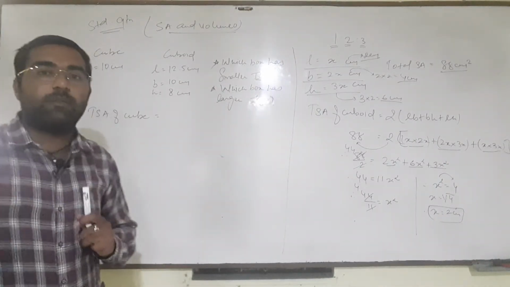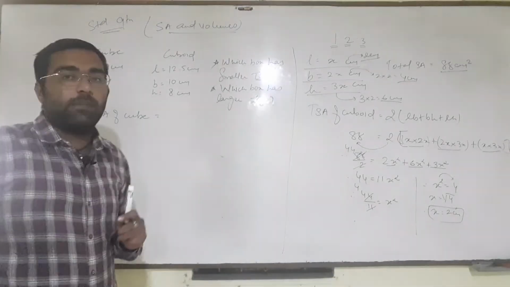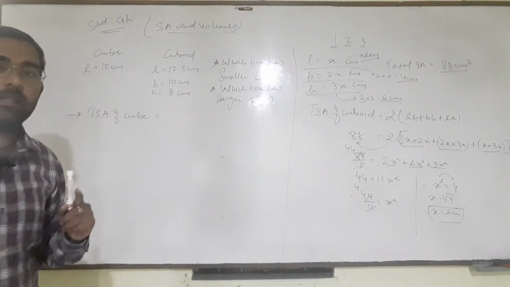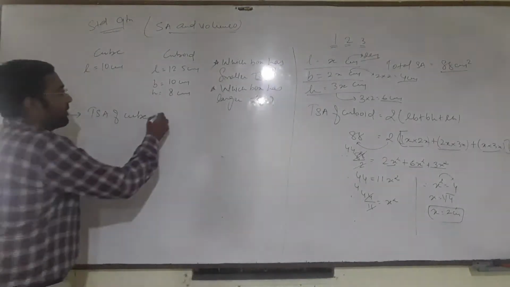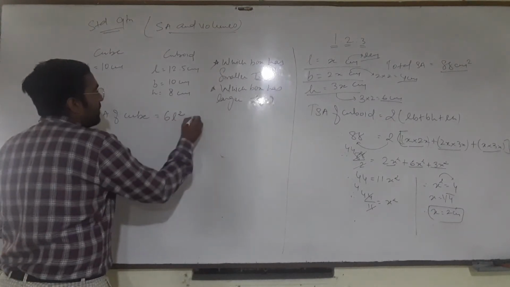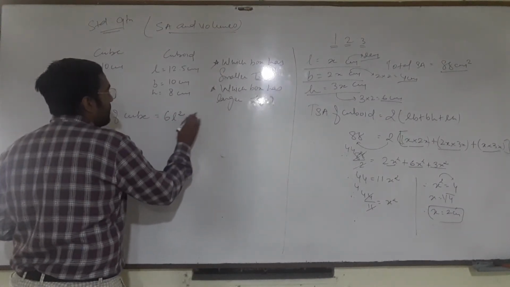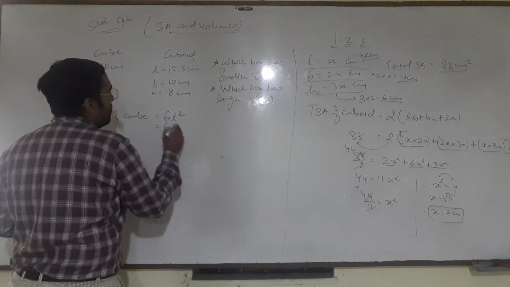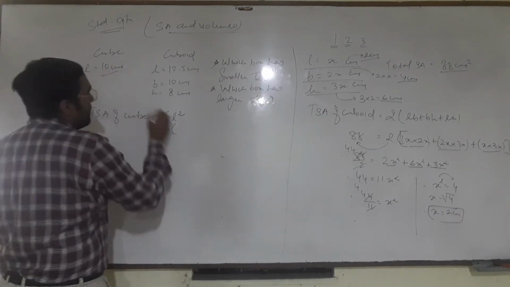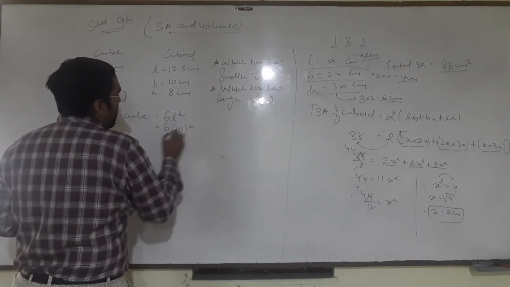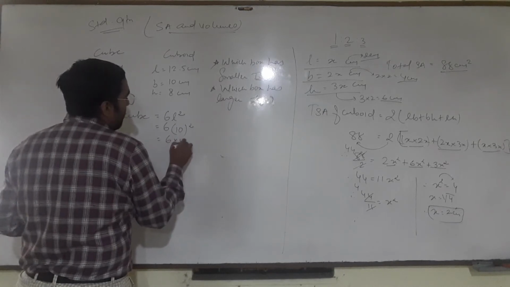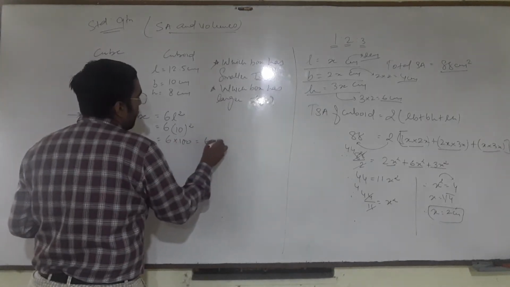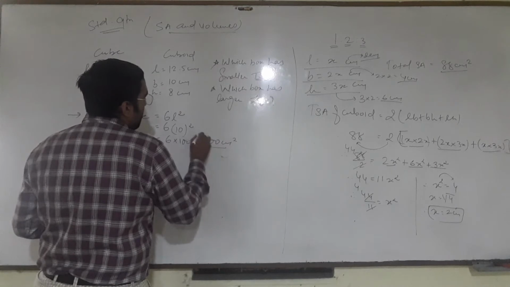So what is the total surface area of the cube? The total surface area of a cube is 6L square. So therefore, 6 into the side of the cube, that is 10 centimeter, 10 square. Therefore my answer is 6 into 100, that is 600 centimeter square.